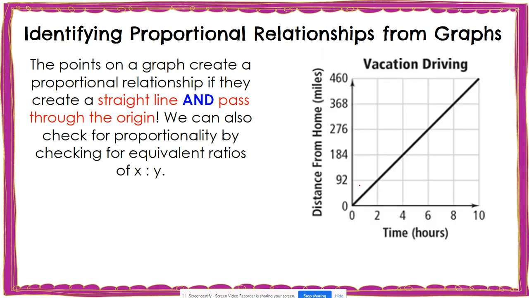Now let's look at this one. This one shows the relationship between time driving and the distance from home in miles. I can see that this is a straight line, and I can also see that it passes through the origin. Because of that, I know that this is going to be a proportional relationship. I can check by choosing some points on the line.